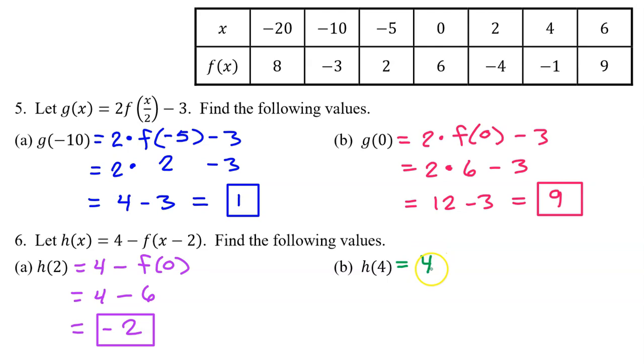For part B, we are substituting 4 in for x. So that's 4 minus 2, which is 2. So we have 4 minus f at 2. Here's 2, so f at 2 is negative 4. So that's 4 minus negative 4. We know that this is the same as 4 plus 4, so the answer is 8.